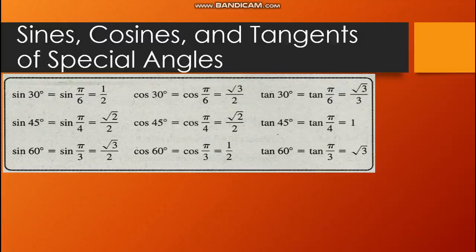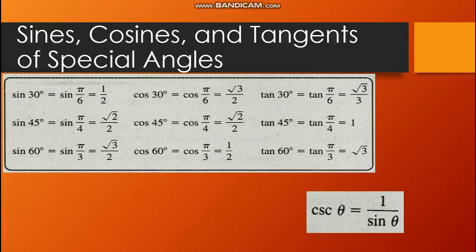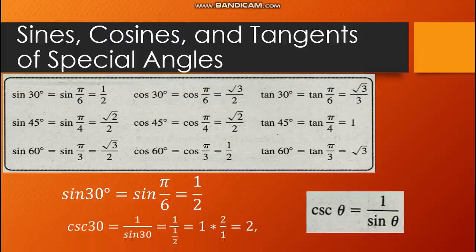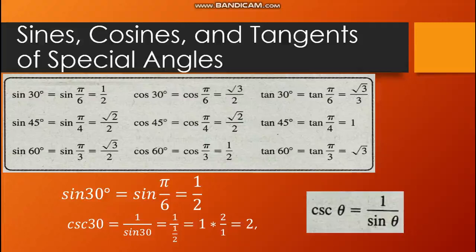Now, if we want to determine, for example, cosecant 30, we can use the reciprocal identity 1 over sine theta. Okay. And from our value of sine 30, that is equal to 1 half. Kukunin lang natin yung reciprocal of sine 30 or reciprocal of 1 half, that will be the value of cosecant 30 degrees. And that is equal to 1 over 1 half, or that is 1 times 2 over 1, that is the multiplicative inverse, and 1 times 2 over 1 is equal to 2. Therefore, cosecant 30 degrees is equal to 2. Pwede nyo rin gamitin yon yung ating reciprocal identity naman ng secant theta, which is 1 over cosine theta.